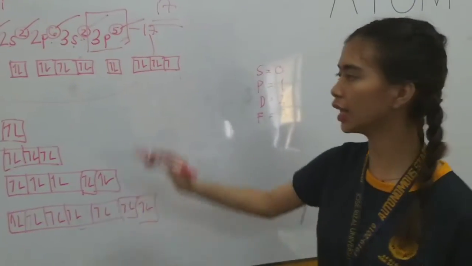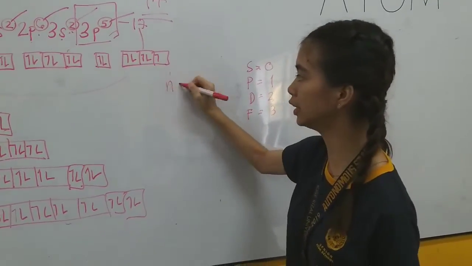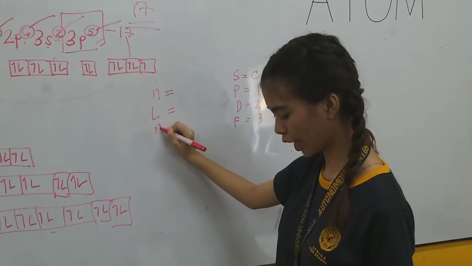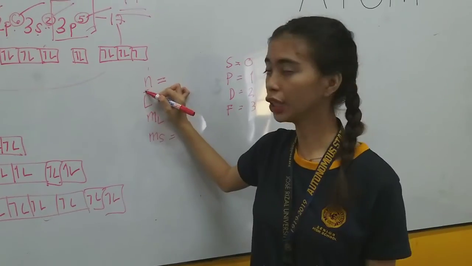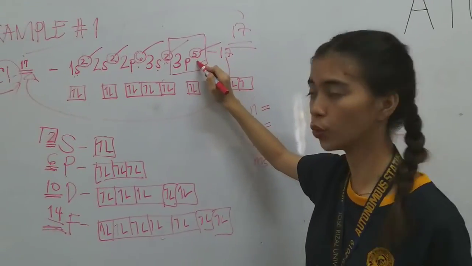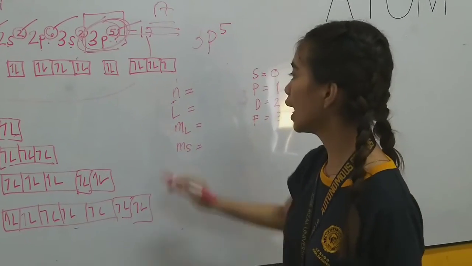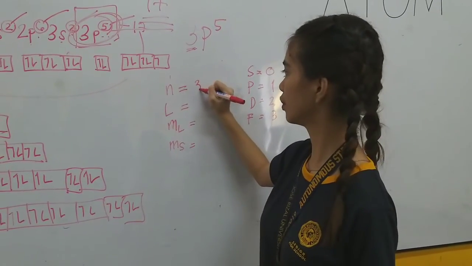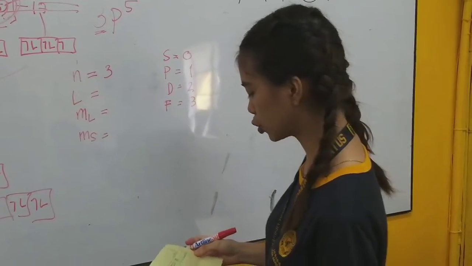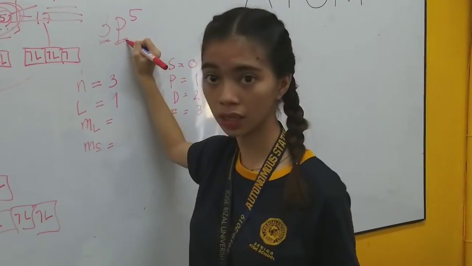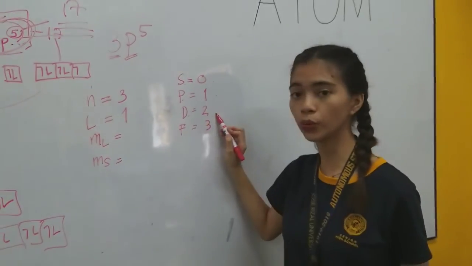With the electron distribution and the electron configuration for your element, you have to find your n, your l, your m sub l, your m sub s. In finding the n, you look at your electron distribution, at the last part, which is 3p5. n is 3. For looking for l, or your azimuthal quantum number, it is 1, because it is P. Remember, in the azimuthal quantum number, S is 0, P is 1, D is 2, and F is 3.